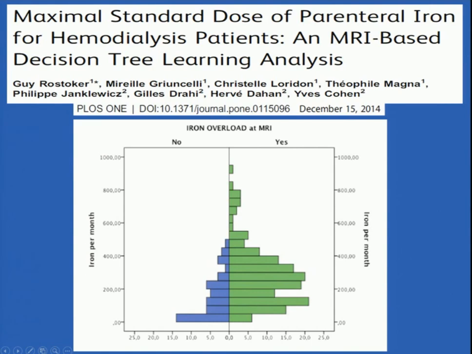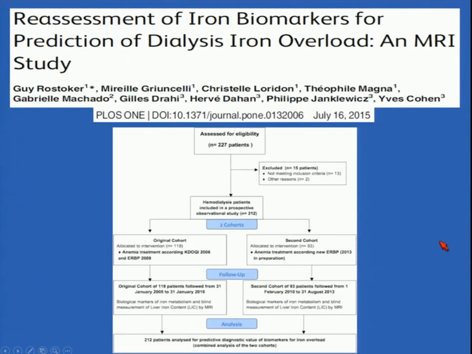So again, it's relatively slippery, in my opinion, to be able to correlate even IV iron dose with the presence of iron overload on MRI. Now, in Europe, there's been a recent change in anemia practices.